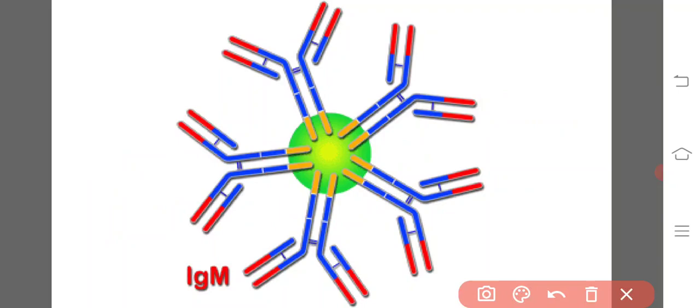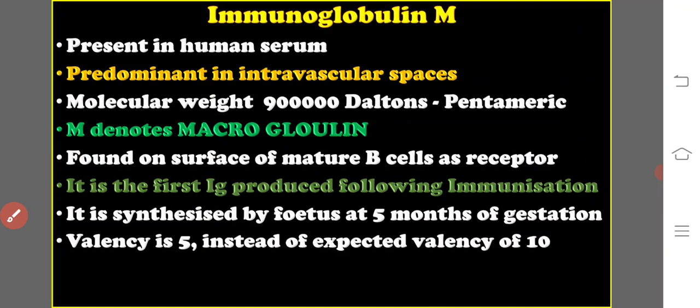The IgM present in adult human serum is found predominantly in the intravascular spaces. IgM is also found on the surface of mature B cells, where it serves as the specific receptor for the antigen. Only this class of immunoglobulins is synthesized by the fetus, beginning at approximately 5 months of gestation, when the baby is in the womb of the mother. Elevated levels of IgM in the fetus are indicative of congenital or perinatal infection. In general, there is no infection when the baby is inside the mother's womb, but sometimes there is every possibility of getting an infection.